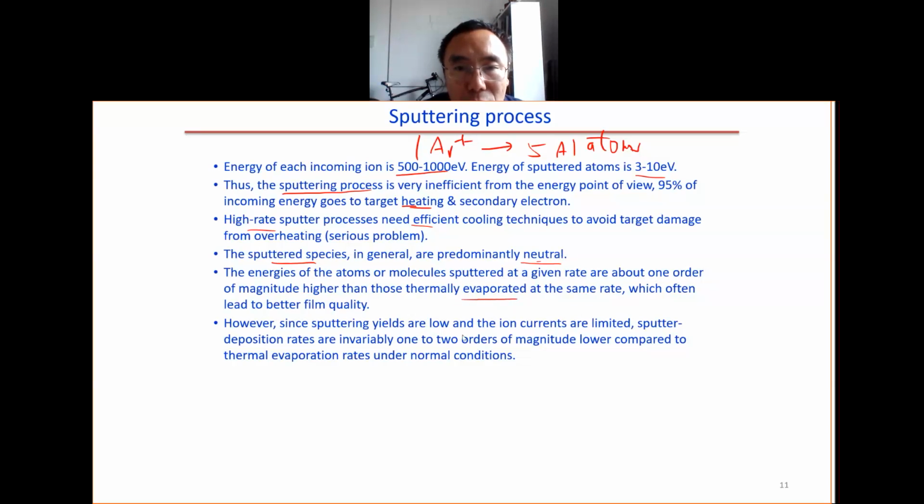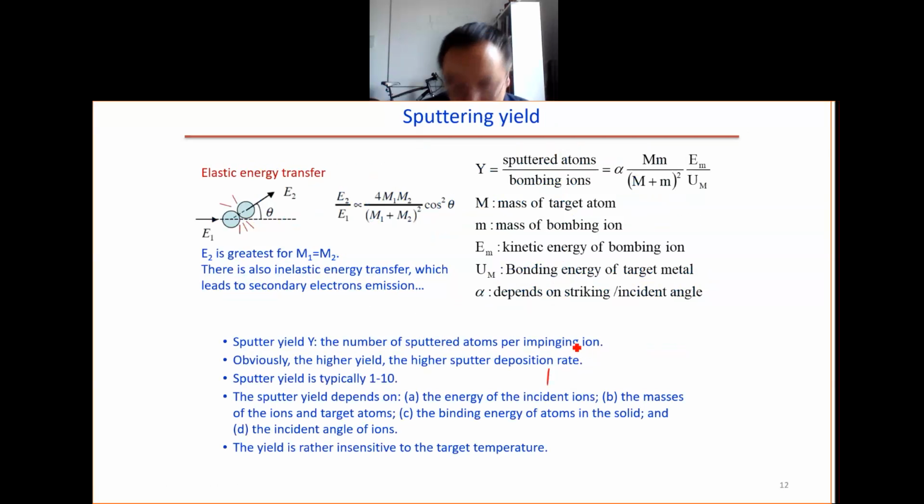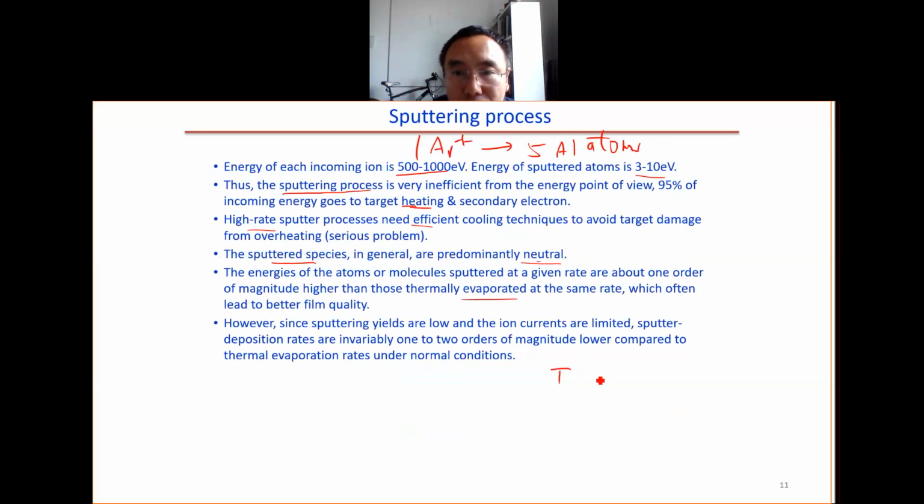As a result, the film quality will be better. So normally higher temperature gives you better film quality. More energetic also gives you better film quality. But because the sputtering yield is low and ion current is limited by the heating, we cannot have very high current because we have too much heating. So the sputter deposition rate is very low. It normally is about 1 to 2 orders lower than thermal evaporation.